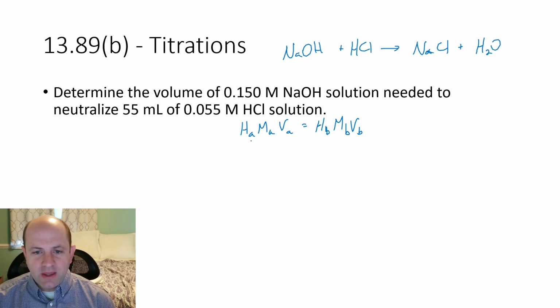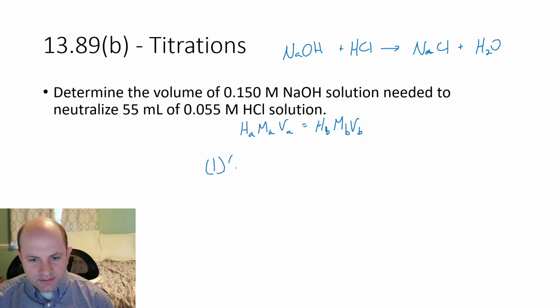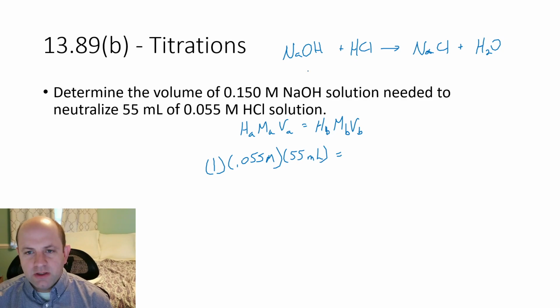So we look at this one. For the acid, how many H's? It's hydrochloric acid, right here, HCl. So that's 1. The molarity of the acid, they tell us, is 0.055 molar. The volume of the acid is 55 milliliters. That'll be equal to HB, how many hydroxides, which is 1. Then MB, well, no, we're actually not trying to find the MB, we're trying to find volume.